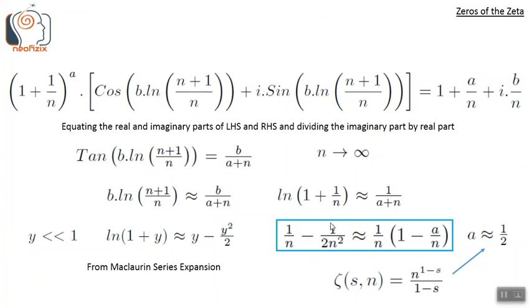So which is nearly equal to the series expansion of this up to 2 terms, this 1 by n into 1 minus a by n. So we can see that a should be almost equal to half, so that LHS becomes equal to RHS. So we get a is nearly half from this condition. Zeta of s, n is exactly n power 1 minus s by 1 minus s, which is nothing but the same as this equation.